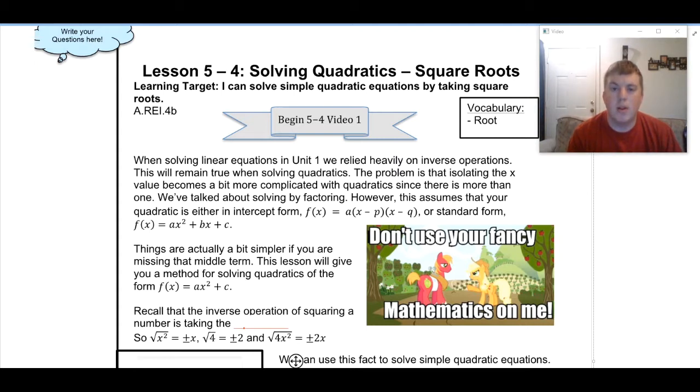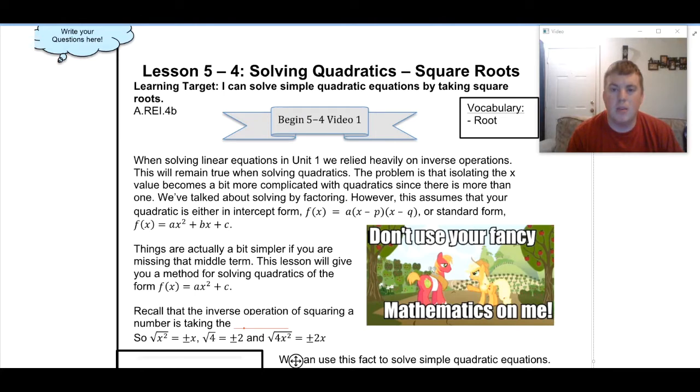Now, the problem that we run into with quadratics is that isolating the x variable can be a little bit tougher, since we usually have more than one x value. We'll usually have an x term and an x squared term. So that complicates things a little bit. We did look in Lesson 5-3 about how we could factor. And the thing with that is, though, we only were able to factor if we were in intercept form or in standard form.